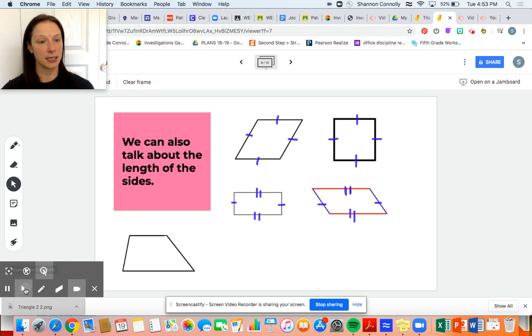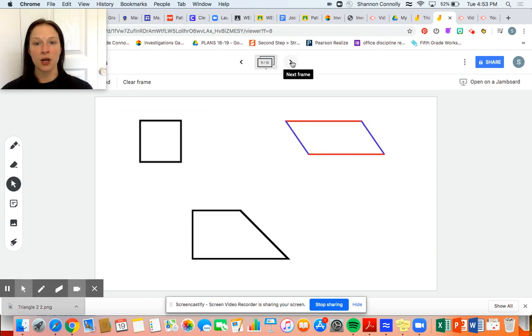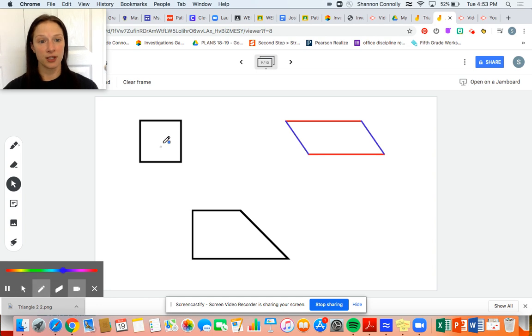This is where the exciting stuff comes in. So I have three shapes here. I'm going to model for you how I might describe the attributes of this shape. And then when we get into classifying shapes, this is really going to help us. So what do I notice about this shape here?